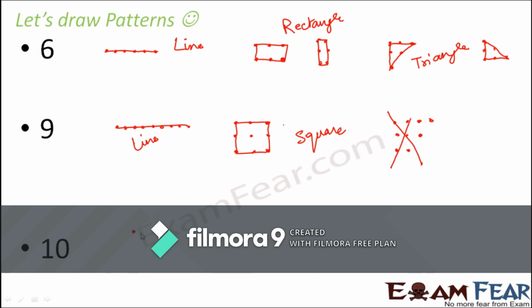But do you think that we can make a triangle with 10? Yes, we can. 1, 2, 3, 4, 1, 2, 3, 1, 2 and 1. So in this way we can make a triangle. So with 10 a triangle is possible. With 10 again a line is possible. So a line is possible with almost all the numbers. With 10 we can also make a rectangle, like 5 dots in a row. So this forms a rectangle. So you can have a line, you can have a triangle, you can also have a rectangle.